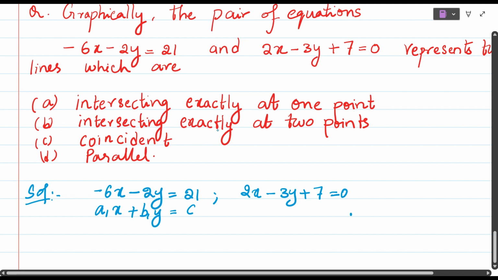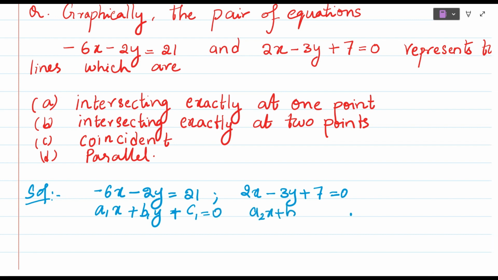So what is our standard form? A1x plus B1y plus C1 is equal to 0 and A2x plus B2y plus C2 is equal to 0. Now convert our equations into our standard form, students. So minus 6x minus 2y, transpose this 21, minus 21 is equal to 0 and 2x minus 3y plus 7 is equal to 0.